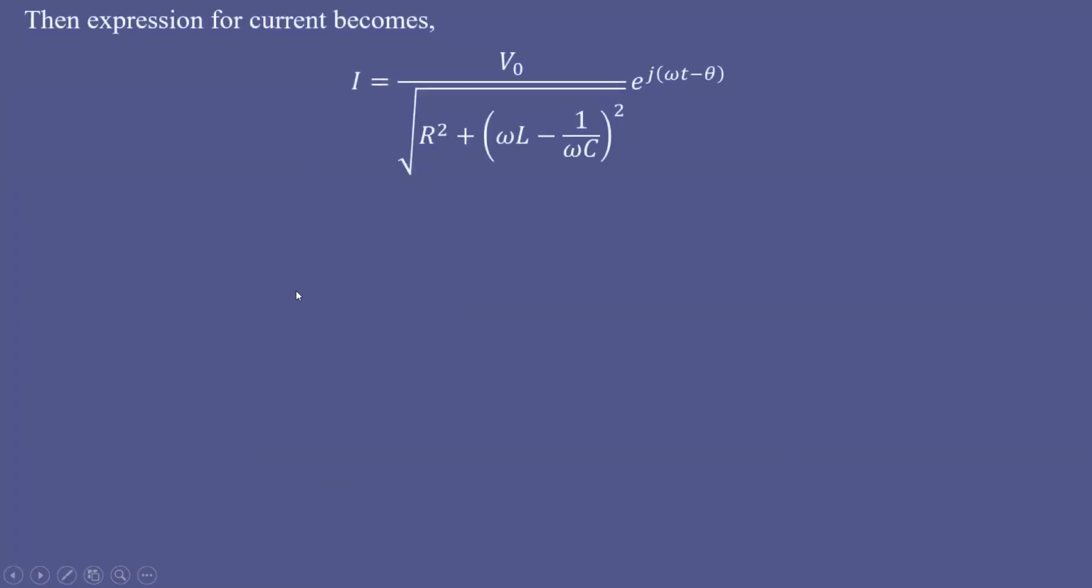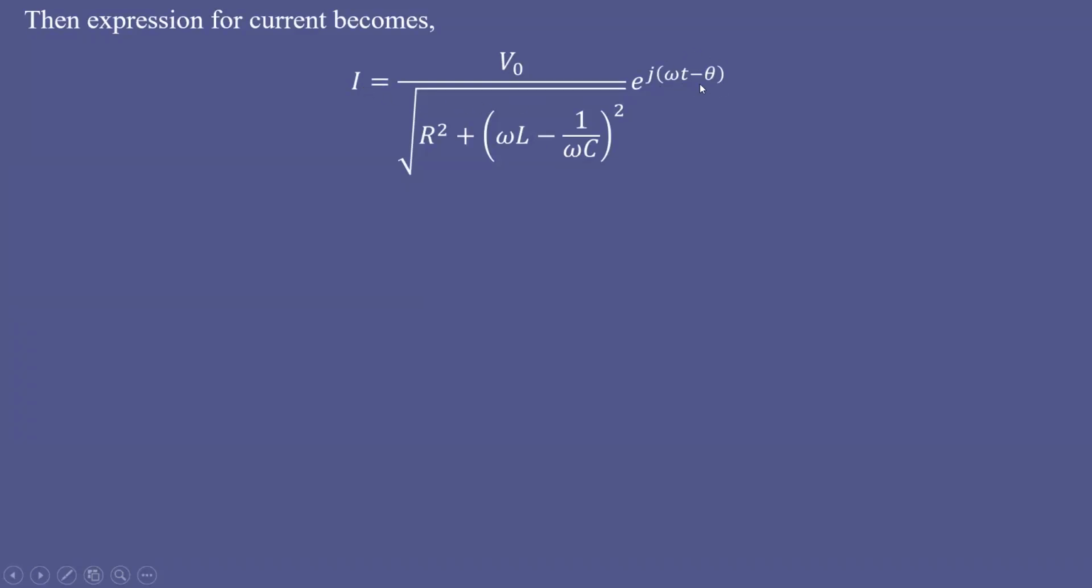Okay. So if you combine these exponential terms, you will get the expression for current as I equal to V naught into e to the power j into omega t minus theta. So e to the power j omega t into e to the power minus j theta is combined here. So you'll get e to the power j into omega t minus theta divided by the square root of r square plus omega L minus 1 by omega c the whole square. Okay. Now look at the phase of the current.